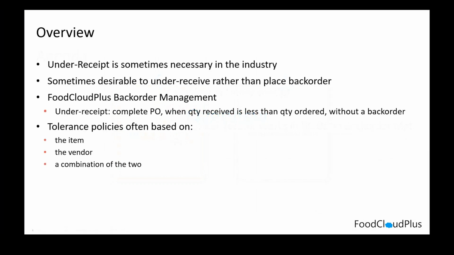Under receipt is sometimes necessary in the food industry. In certain circumstances, it may be desirable to receive the quantity and finalize the purchase order without initiating any backorder procedures. The Food Cloud Plus Backorder Management app allows users to complete purchase orders and/or warehouse receipts without a back order, even though the quantity received is less than the agreed upon quantity from the purchase order. Companies often base their tolerance policies on factors such as the item, the vendor, or a combination of the two.